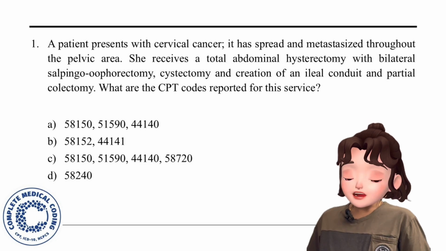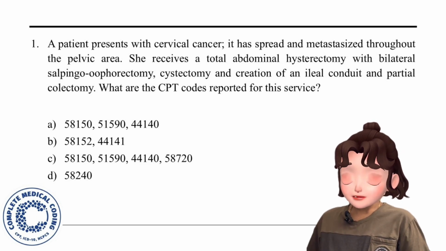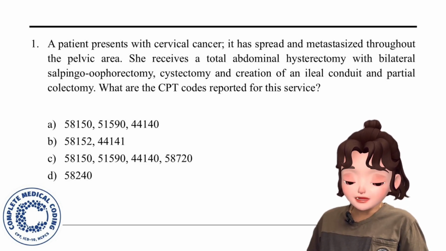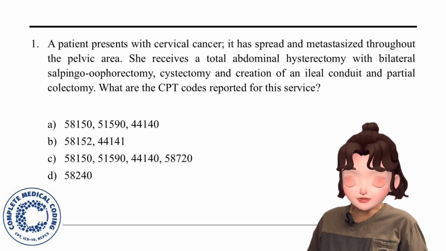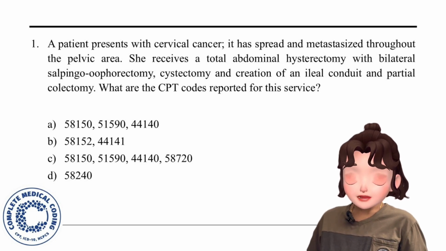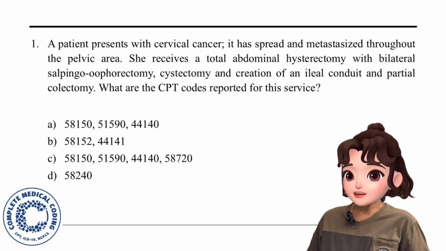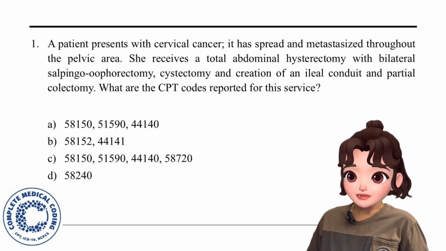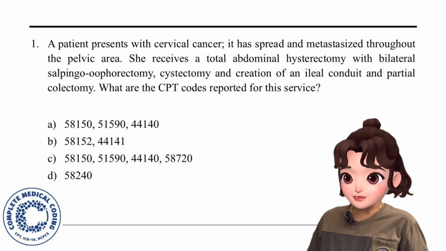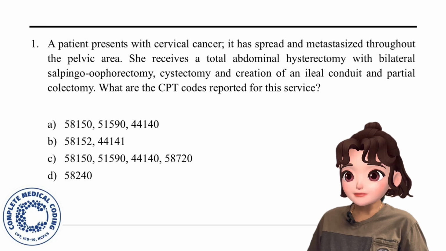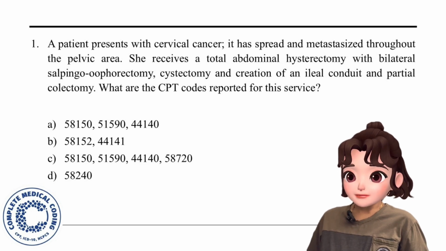Okay, so option B, first one, 58152. What is 58152? Total abdominal hysterectomy with colpourethrocystopexy, laparoscopic. We don't have anything like that mentioned, right? So that option will be wrong.